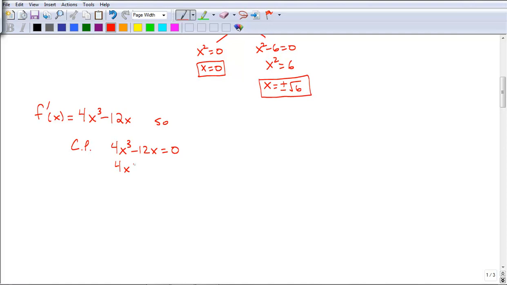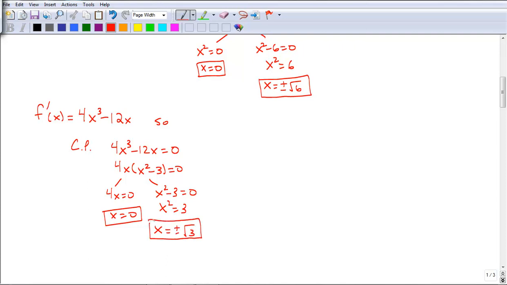I can factor out a 4x, and I'm left with x squared minus 3. So 4x equals 0, or x squared minus 3 equals 0. So one critical point is where x is equal to 0. The other two critical points are plus or minus square root of 3. Those are my critical points. I can find my extreme values by plugging those critical points into the original function, because the extreme value is just the y value that goes with it.